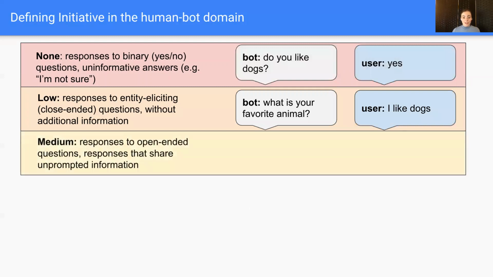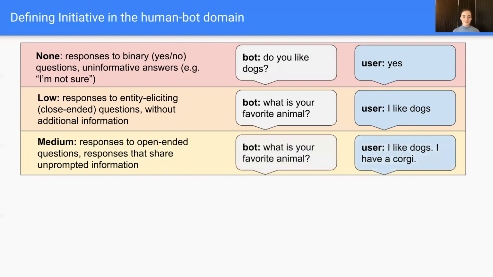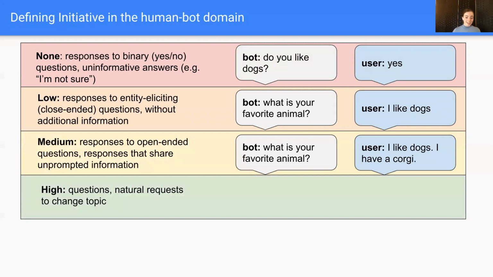If the user chooses to respond to a closed-ended question with more information than what the bot was strictly asking for, for example, by saying, not only I have a dog, but also adding, I have a corgi, then we would say that they're taking medium initiative. We also say that the user is taking medium initiative in response to an open-ended question, such as, what would you like to talk about? A user takes high initiative when they're directly asserting a change in the conversation's direction without any kind of prompting from the bot. And this is generally either by asking a question or requesting a change in topic in a way that's natural and consistent with the conversation.